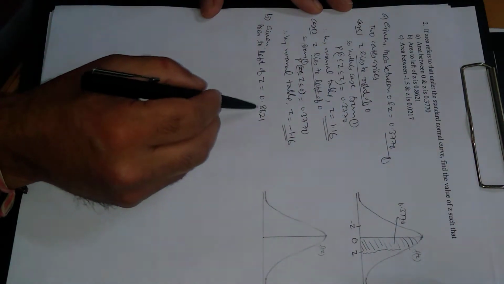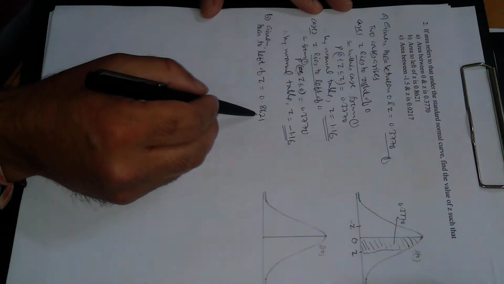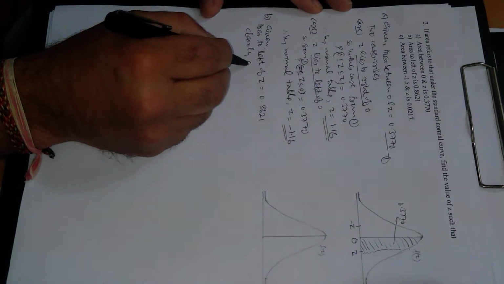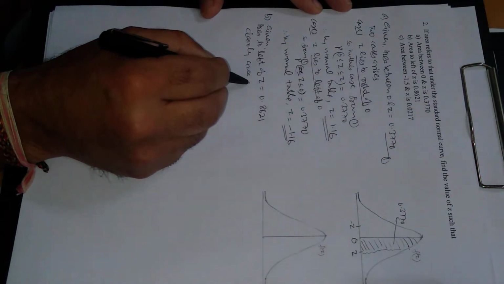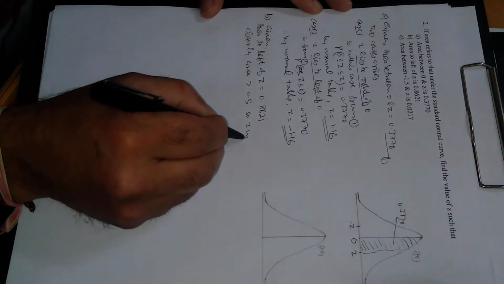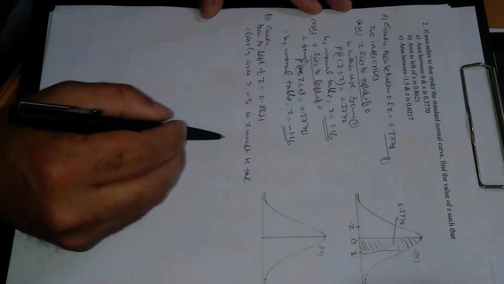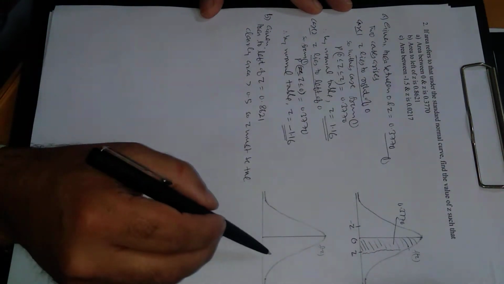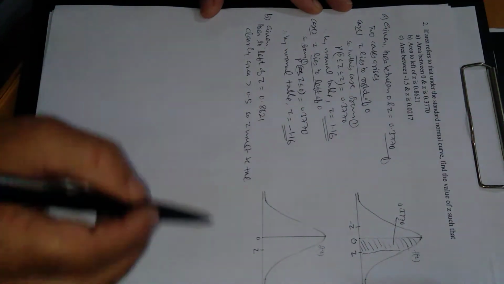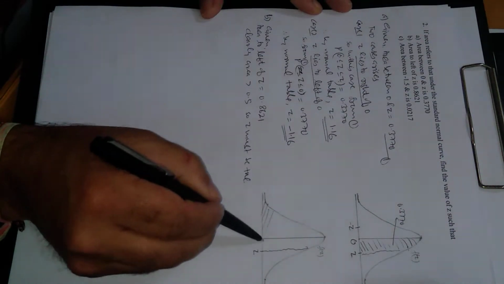Area to left side of z. Area to left side of z is 0.8621. Clearly area is greater than 0.5, so z must be positive. Right side, because area is greater than 0.5, z must be positive. This is 0, this is z to the right side of 0. We have to find area to left of z. This means we have to find this area.